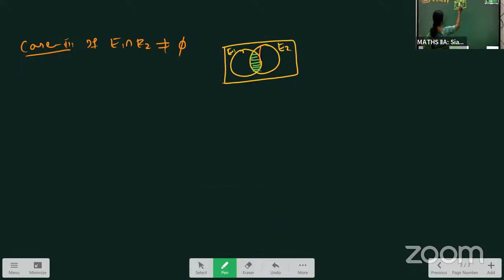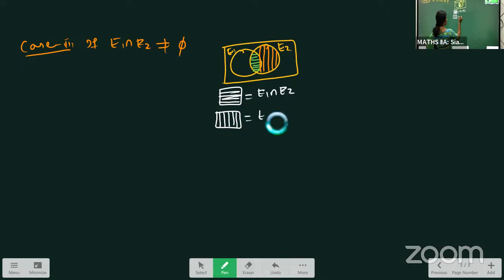these orange lines, what are they? There are two different shaded parts. What are they? The first shaded part, horizontal lines, are called what? E1 intersection E2. The second shaded part, vertical lines, are called what? E2 minus E1. The main thing we have to observe is these two. Horizontal lines are E1 intersection E2 and vertical lines are E2 minus E1.